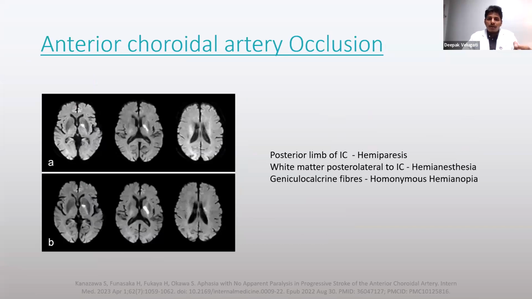In case of anterior choroidal artery occlusion, the patient develops stroke in the posterior limb of the internal capsule and the surrounding white matter. When it gets involved, the patient develops hemiparesis, hemianesthesia, and homonymous hemianopsia, because the optic radiation runs in between the internal capsule and the white matter.